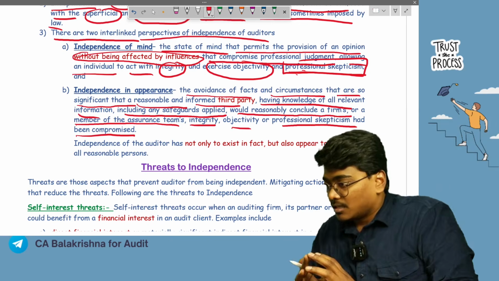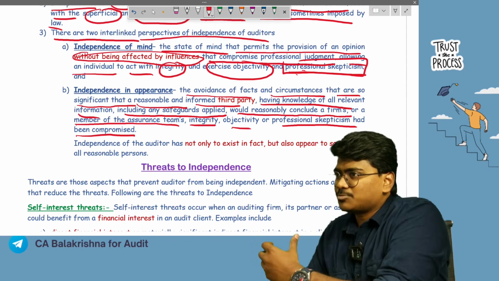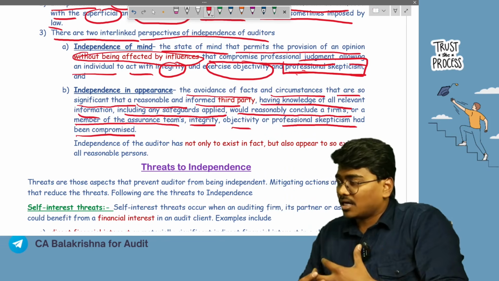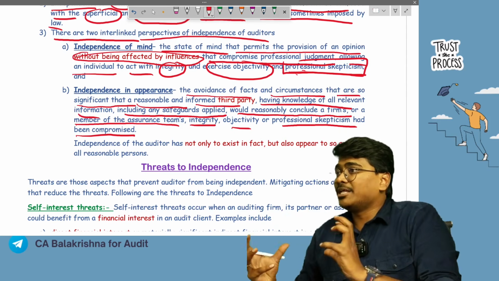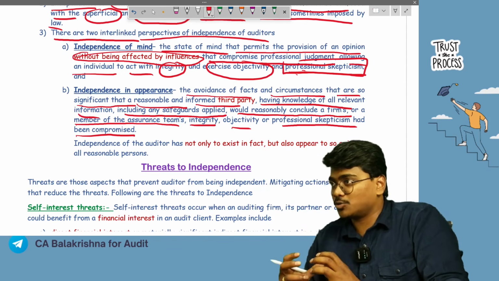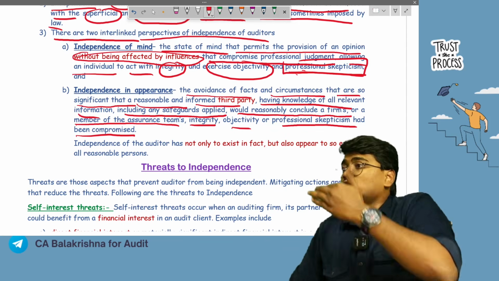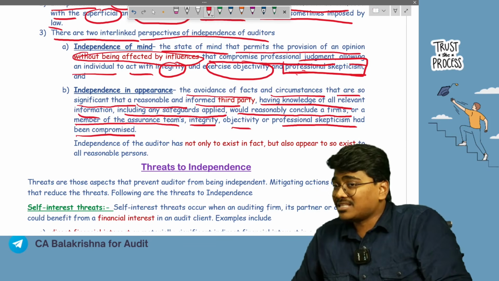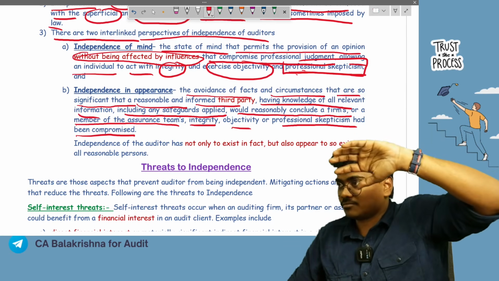That means any third party who is having knowledge with respect to these aspects of independence, integrity, objectivity, by just seeing the situation, he can understand that there is no independence in this situation, or there is independence in this situation. Like this, a reasonable informed third party is able to observe. That is known as independence in appearance, whereas independence in mind cannot be observed by any reasonable third party. Got it?